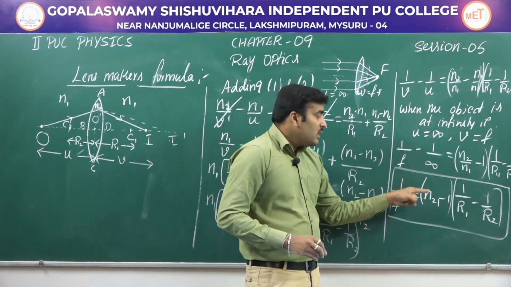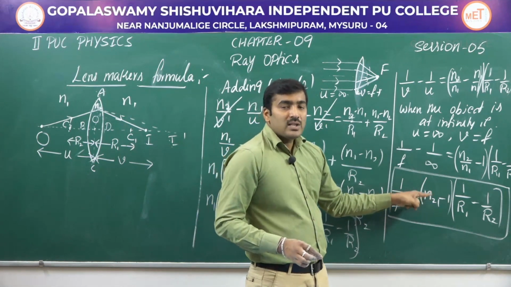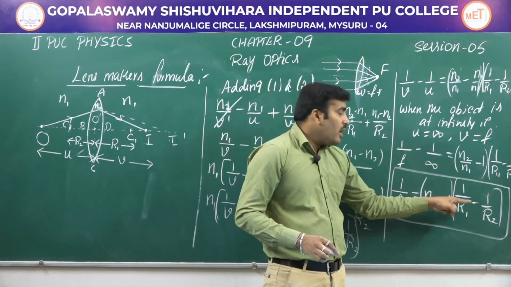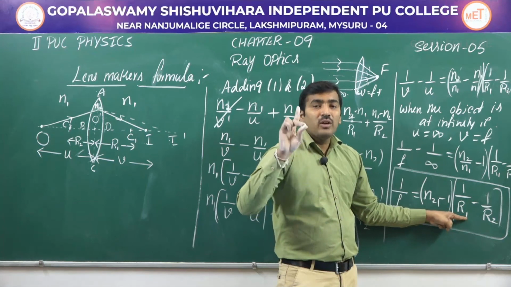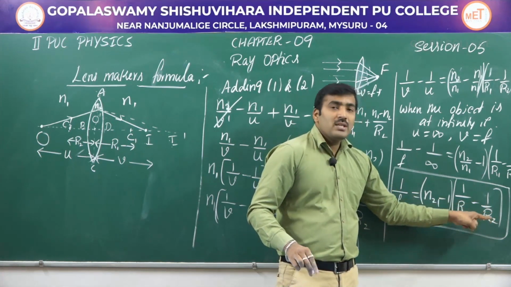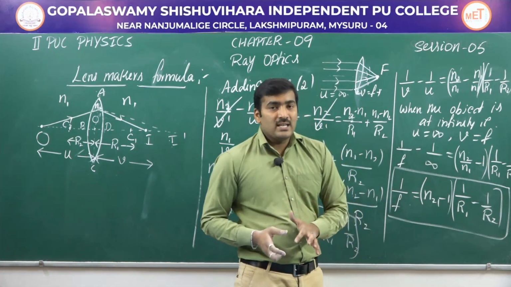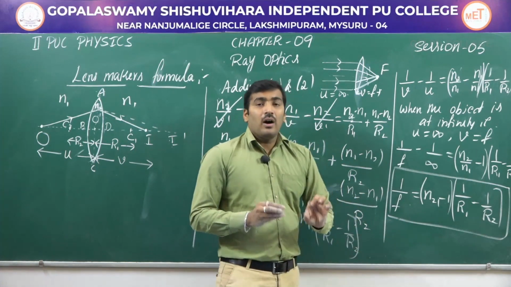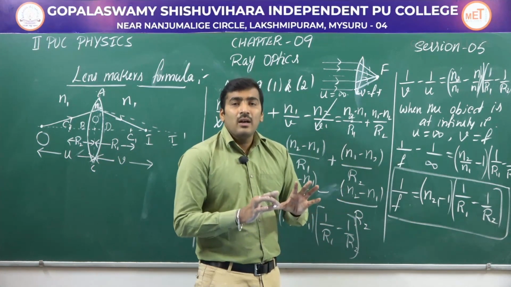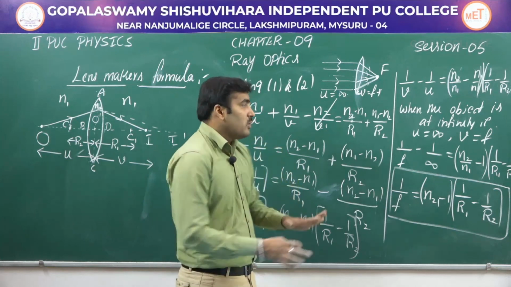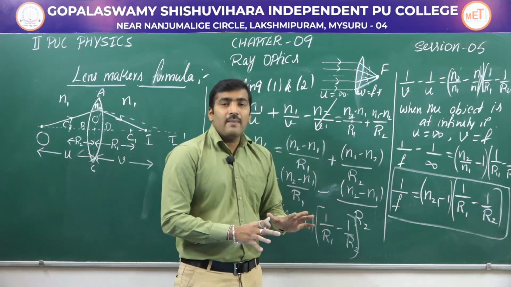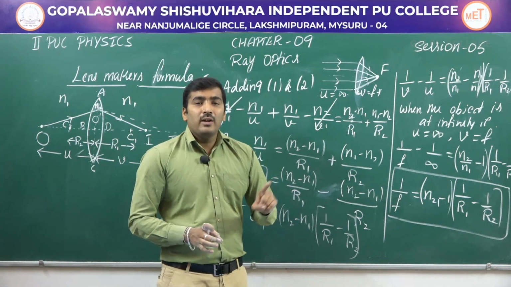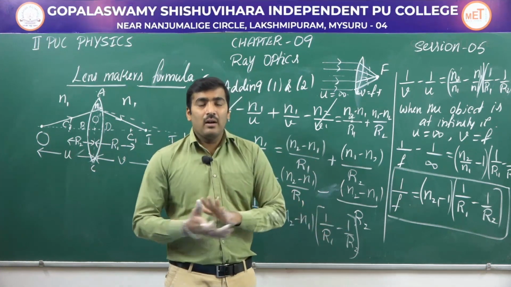Here f is the focal length, N21 is the refractive index of medium 2 with respect to medium 1, R1 is the radius of curvature of the first surface, and R2 is the radius of curvature of the second surface. So this derivation or this expression is called the lens maker's formula, which will be asked for 5 marks in your exam. It is a very important one, and you should understand the derivation very clearly.